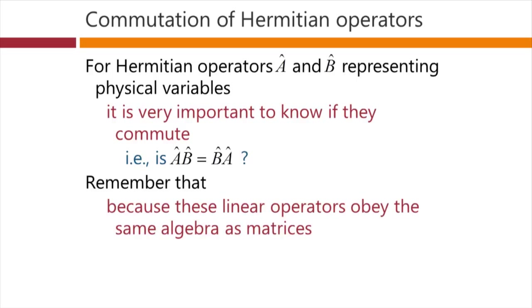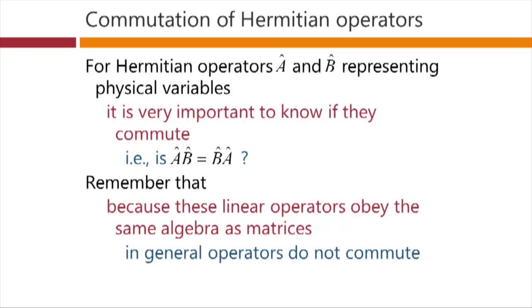Remember that because these linear operators obey the same algebra as matrices, and indeed we can essentially always choose to write them as matrices, then in general this is not true. It's not in general true that for two operators or two matrices that A after B is the same thing as B after A. It can be true, but it's not always true.